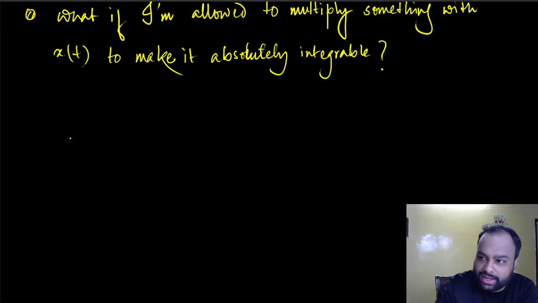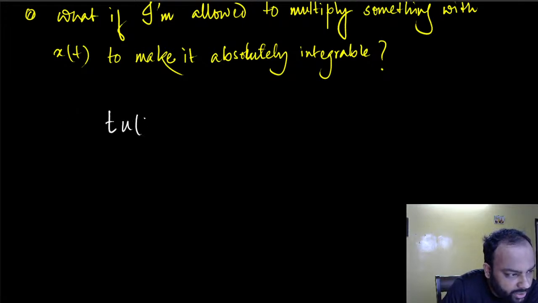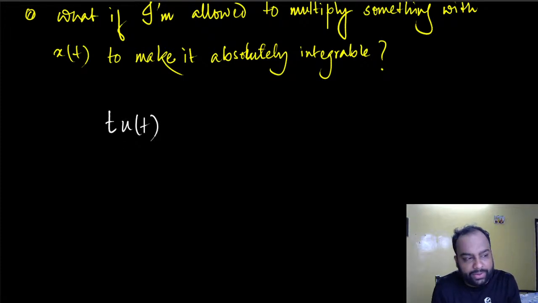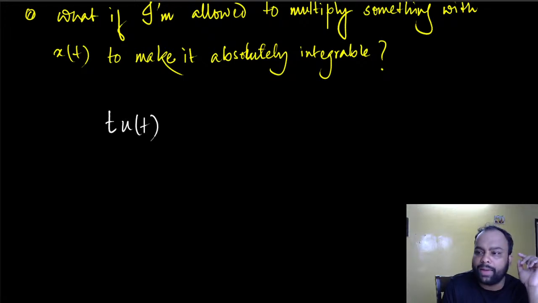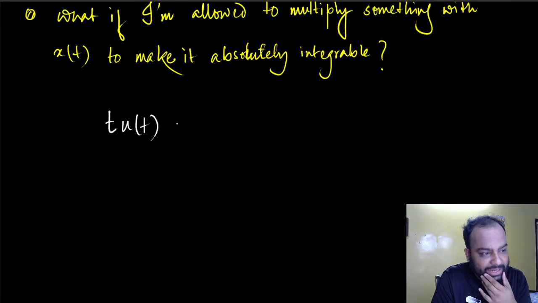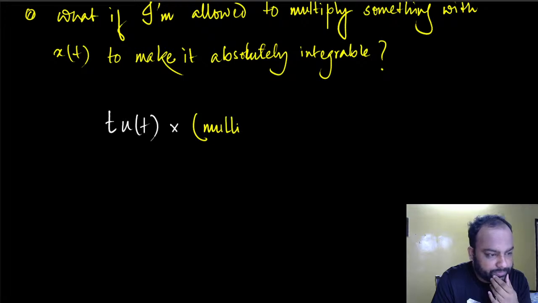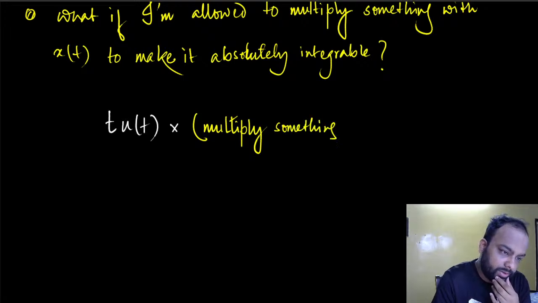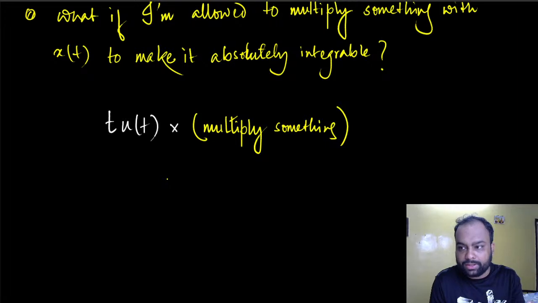Or rather, let's start with the ramp signal. So this was our signal, t u(t). Now what if I'm allowed to multiply something with the signal so that this becomes absolutely integrable? What can I multiply with this signal so that it becomes absolutely integrable? So I have to multiply something to make it absolutely integrable.